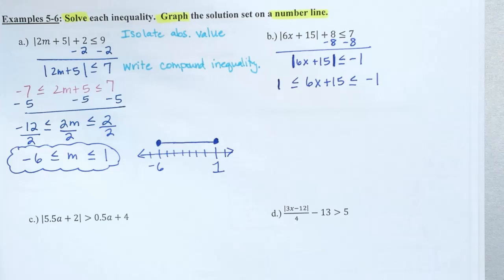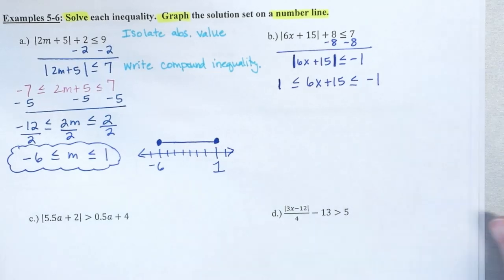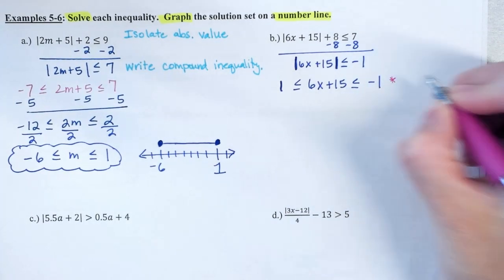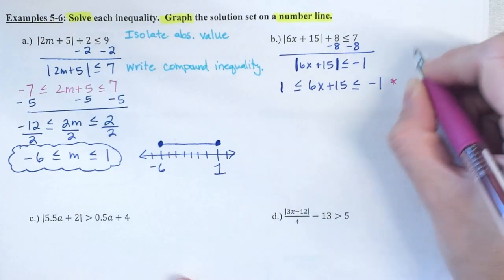It's saying that this value is greater than or equal to 1, and at the same time, it's less than or equal to negative 1. Can that happen? No. And if you were to solve it, because you might not remember that right away, I'm just going to put a star.